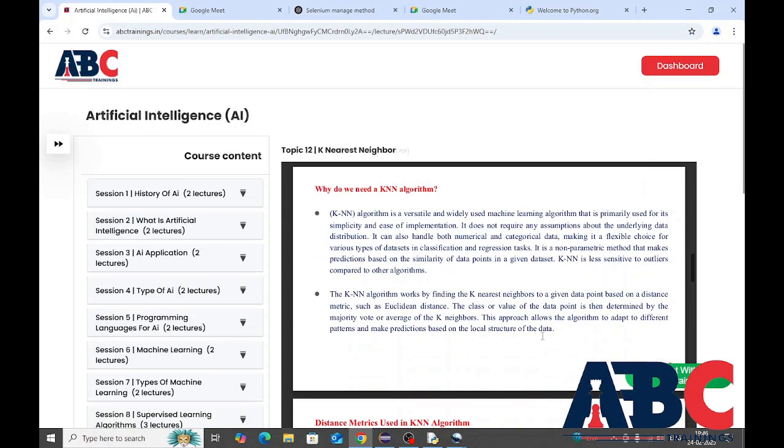Why do we need a KNN algorithm? The KNN algorithm is a versatile and widely used machine learning algorithm that is primarily used for its simplicity and ease of implementation. It does not require any assumptions about the underlying data distribution. It can also handle both numerical and categorical data, making it a flexible choice for various types of data sets in classification and regression tasks. It is a non-parametric method that makes predictions based on the similarity of data points in a given data set. KNN is less sensitive to outliers compared to other algorithms.